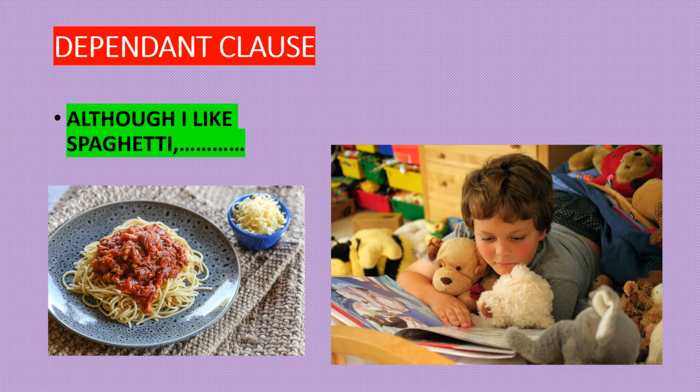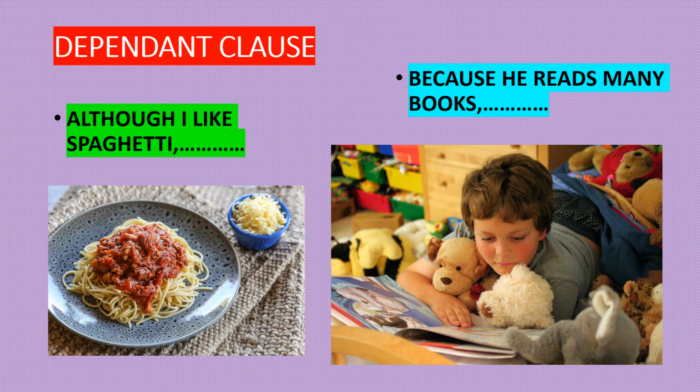Now let's see what a dependent clause is. A dependent clause is not a complete sentence. It must be attached to an independent clause to become complete. This is also known as a subordinate clause. Example, although I like spaghetti, or because he reads many books. So this is not a complete sentence. I would need the second part of the sentence as well.